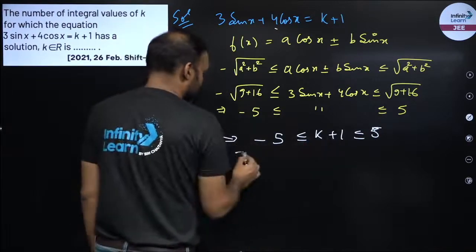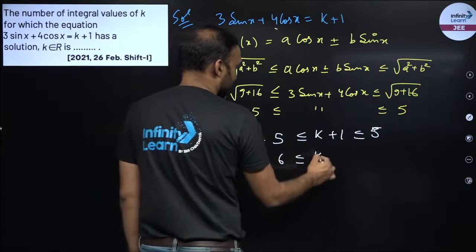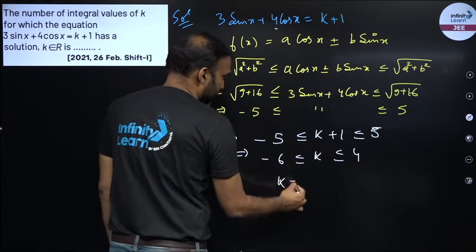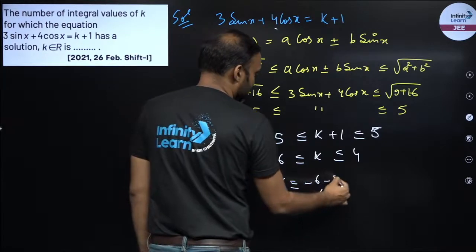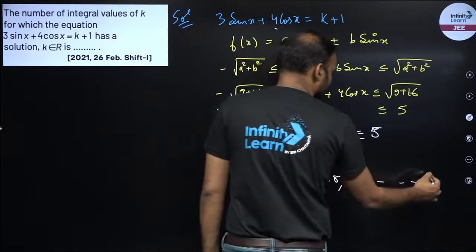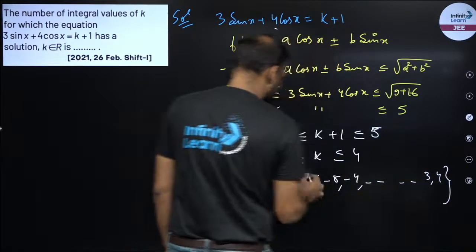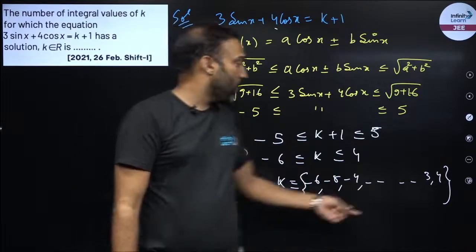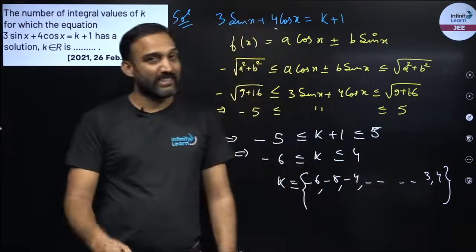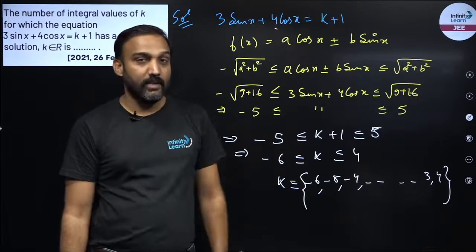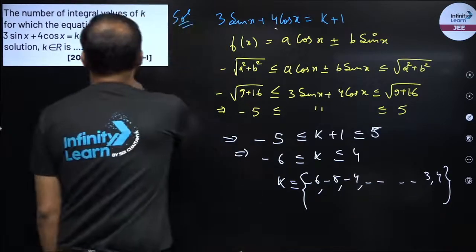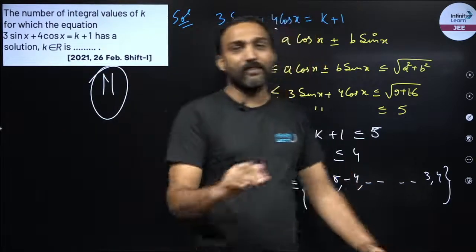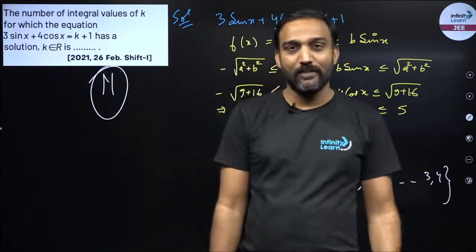Now you subtract 1, so you get minus 6 to 4. I have to find out the integral values of k. So integral values would be minus 6, minus 5, minus 4 and so on till 3, 4. So how many values do we have? On the negative side I have 6, on the positive side I have 4, that makes 10 plus 0 in between. So 10 plus 1 is 11. So the answer for this particular question is, there are 11 integral values of k for which this equation will have a solution.